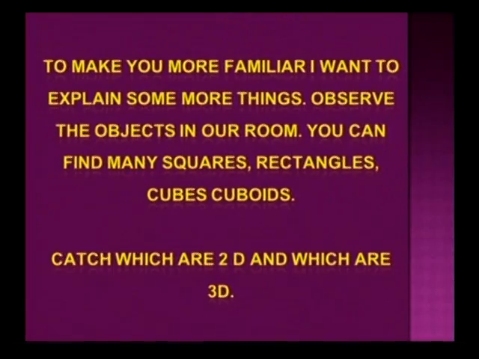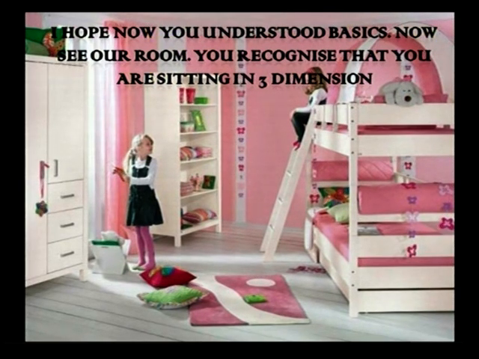Okay. So let us see the following picture. To make you more familiar with examples, I want to explain some more things. Observe the objects in our room. You may find so many squares, rectangles, cube and cuboids. So catch it, which are 2D and which are 3D. So I can give you one example for that. Observe the room. Do you recognize the picture? Very good. It is our first picture we have to observe. So in this picture we may observe so many 2D and 3D objects. For example, mat, cot, almara. These are all the examples of 3D and 2D. So do you agree with me?